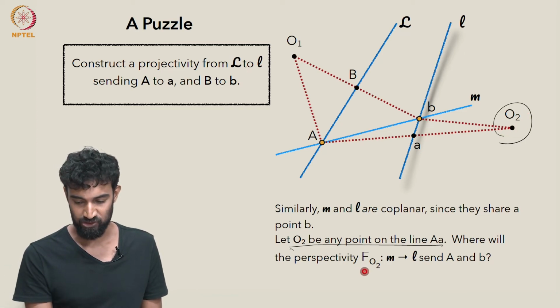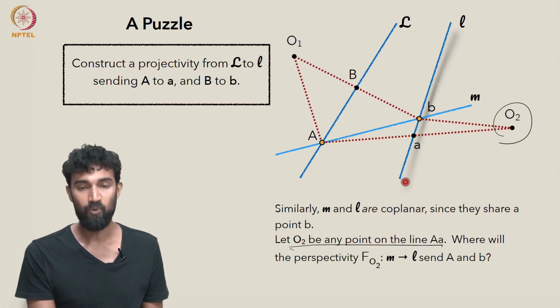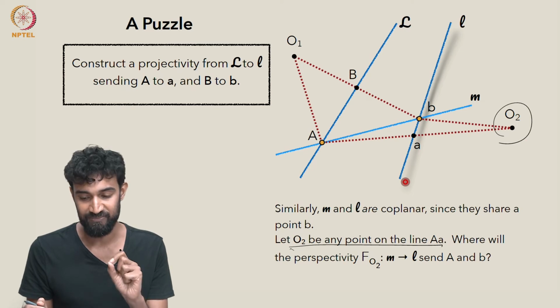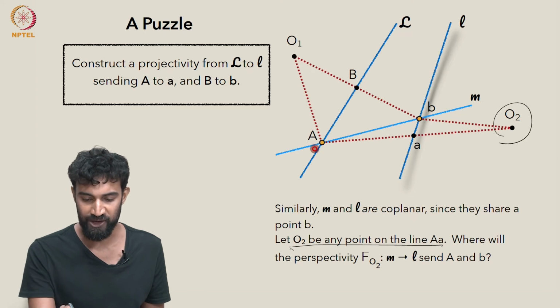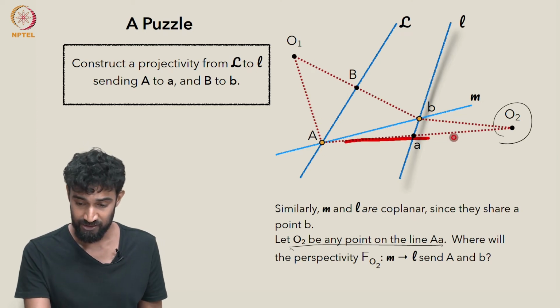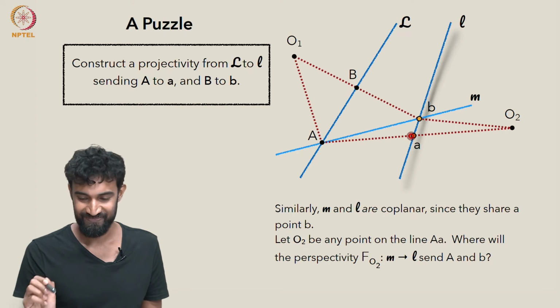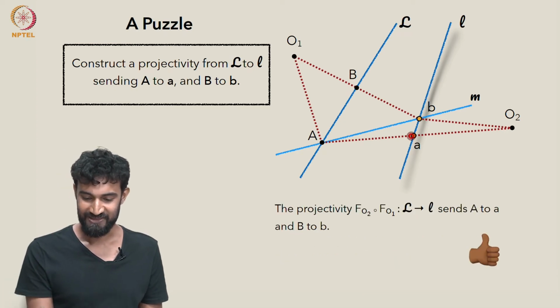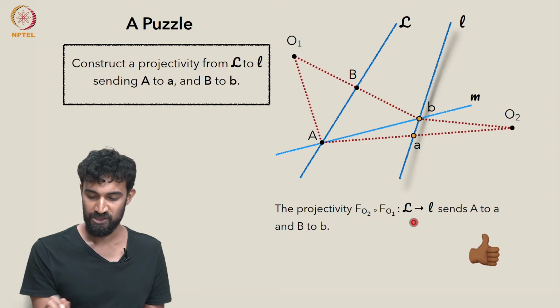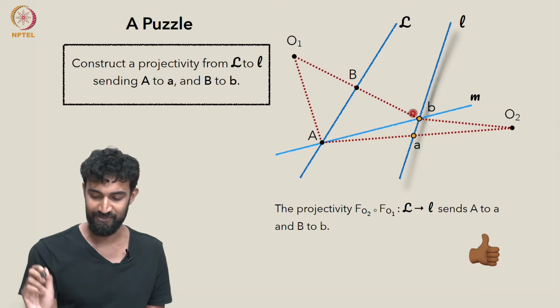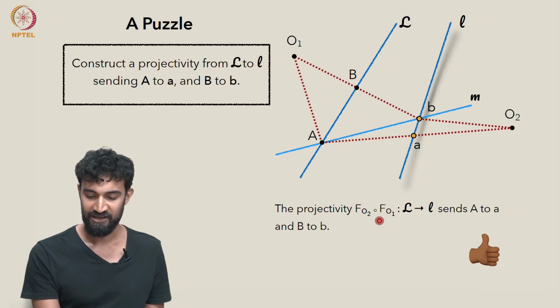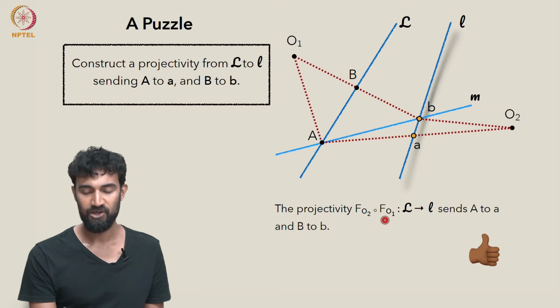So once we've picked that O2, let's take a look at the perspectivity F_O2 from M to little l. Where is it going to send capital A and little b? Well, it's going to fix little b because that's in the intersection of M and l. But where is it going to send capital A? It's going to send it to little a. So that actually does it. F_O2 pulls capital A to little a, and b is already at b. So the composition F_O1 followed by F_O2 will take capital A to little a and capital B to little b.